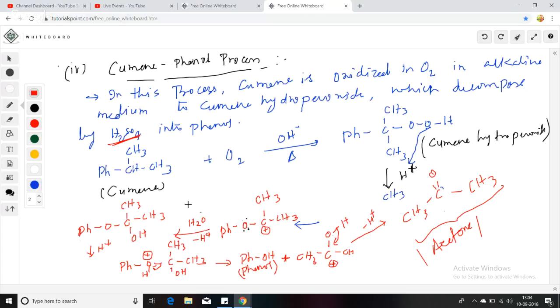So basically the conversion of cumene into phenol and acetone. Okay, so this is it. For today we have finished the preparation method of phenol.